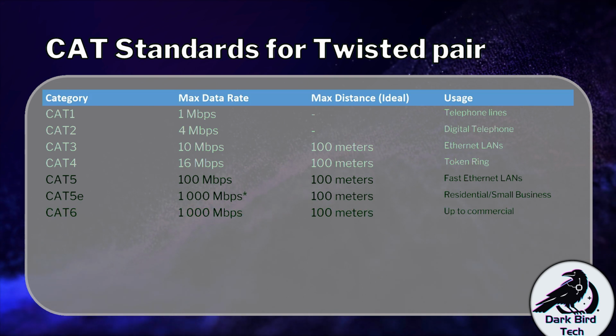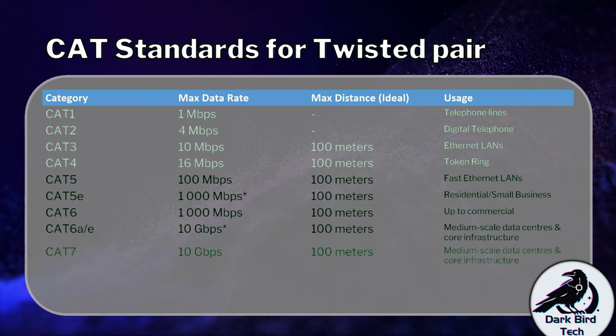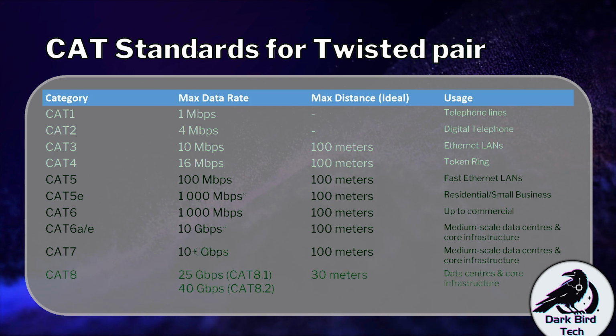CAT 6 is the one that can guarantee you a smooth, clean 1000 megabits per second all the way up to 100 meters. And it is recommended for commercial applications, such as in office networks. Then you've got CAT 6A/E, giving us around 10 gigabits per second, but not very stably or consistently. It's usually recommended for medium-scale data centers and core infrastructure in a relatively large office network. CAT 7 does the 10 gigabits per second better, and it's more suitable for that type of usage than CAT 6A/E is. And then we have CAT 8.